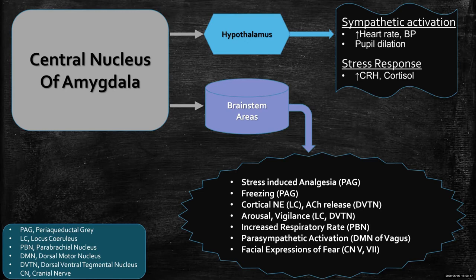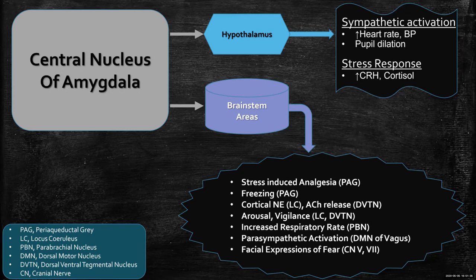This is good for survival because the last thing you want to do is be focusing on pain as you're trying to get away from a very stressful, threatening situation. Periaqueductal gray, when stimulated in animals, also causes a freezing behavior. Stimulation of the locus coeruleus within the brainstem causes widespread norepinephrine release. Along those lines, acetylcholine is also released after stimulation of the dorsal ventral tegmental nucleus. Acetylcholine and norepinephrine, when increased in the cortex by this pathway, cause arousal and vigilance.